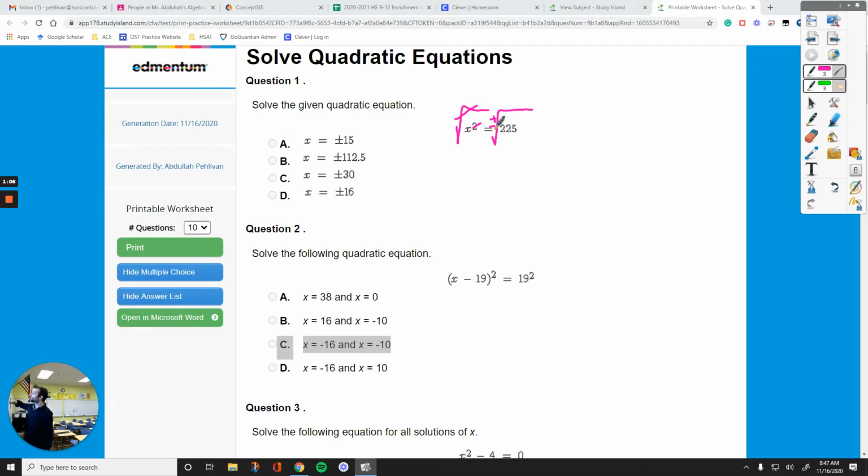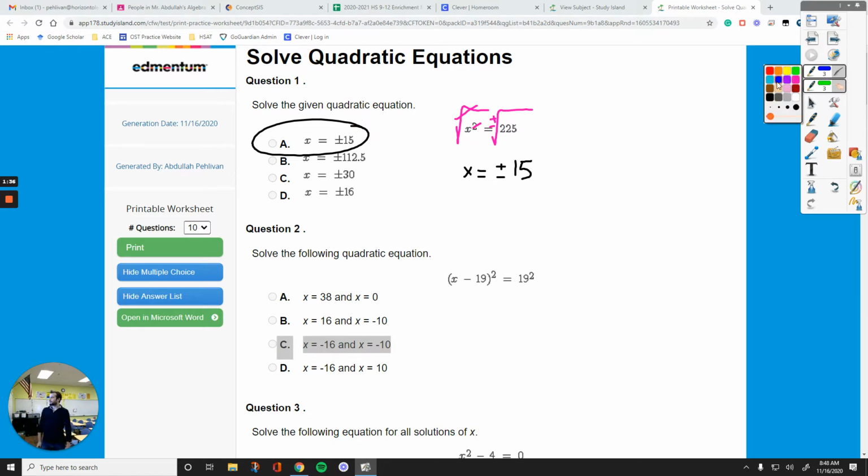If I bring down everything I have at this point, it looks like x equals plus or minus square root of 225. If you grab a calculator and do this, it is going to be equal to 15. What this means is that the answer to this question is going to be positive 15 and negative 15. So it's both of them. So that would be the answer. Let's check the second question out.